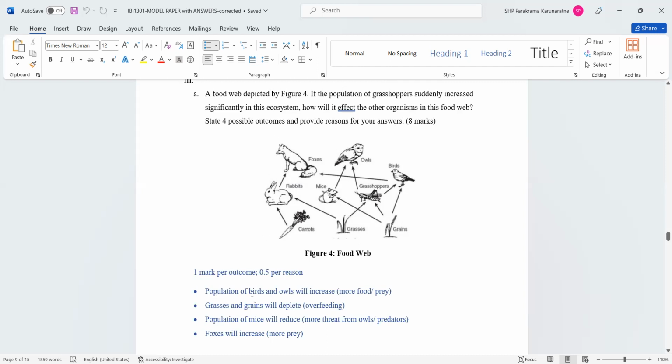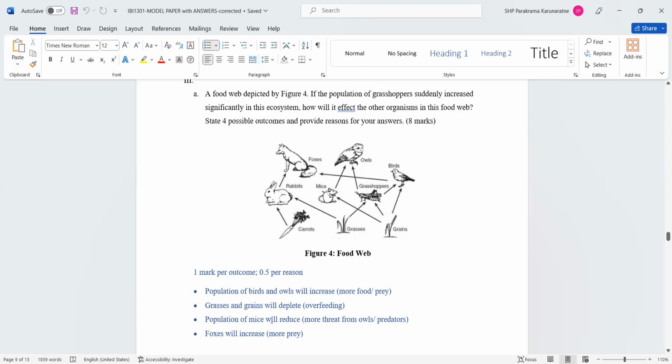One is the population of birds and owls will increase. Why? Grasshoppers increase, so there is more and more food for these two. So the owl population and bird population will increase. Then another thing is grasses and grains will deplete, because more grasshoppers mean they eat more and more of these things. So the grasses and grains will deplete, right?